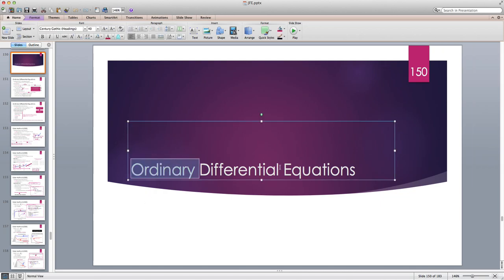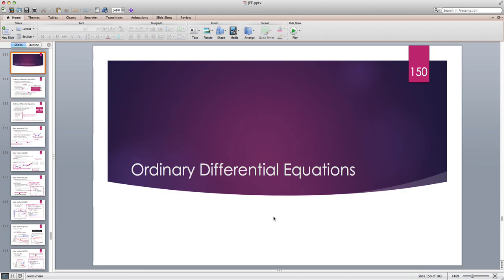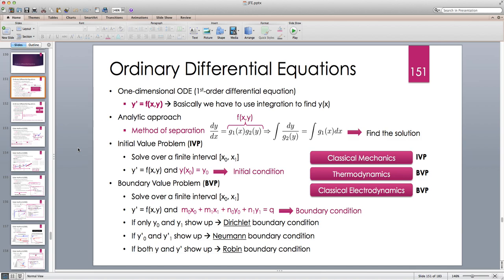So ordinary differential equations, or ODEs, are simpler and easier to solve and understand, so I'm going to start with them. And what are ordinary differential equations? Ordinary differential equations involve only one variable, all right? You may have multiple functions, but they are all functions of one variable, which in physics is typically time, right?